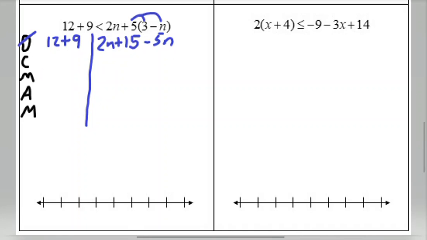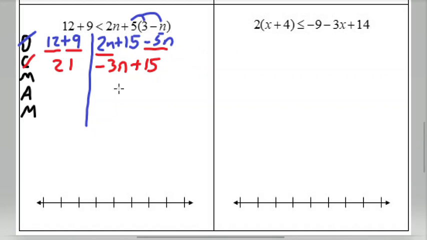So I look on the left side. Can I combine anything? Yeah, I can combine both of those because those are just numbers, right? 12 plus 9 will give me 21. Now I look on the right side. What can I combine? Well, I can combine 2n and negative 5n because they both have an n. 2 minus 5 will give me negative 3, and they both have an n, so I write negative 3n. That plus 15 I can't combine with anything because there's no other just numbers on the right side. So now I'm done with combining my like terms.